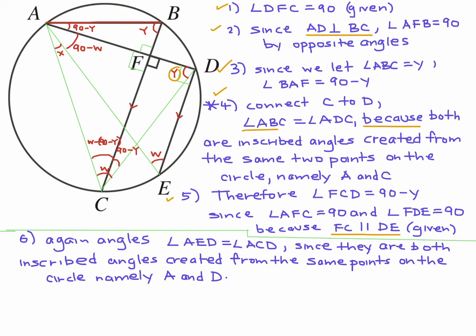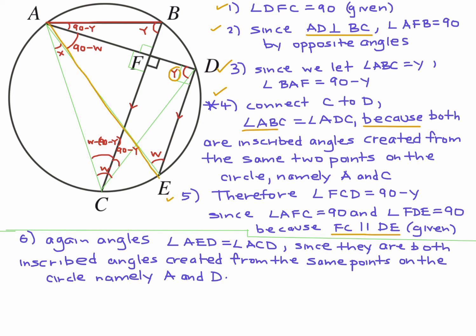And then now we get to number 6, which is very similar to number 4. Look at AED, that angle. It's the same as angle ACD. Why? Because they are both inscribed angles created from the same points on the circle. In this case, we're talking about points A and D. This point and this point. You can create two angles by extending them.